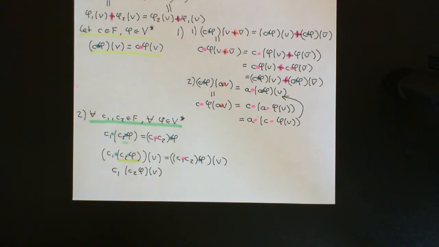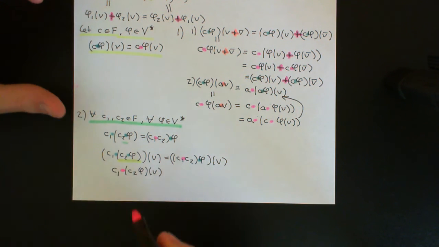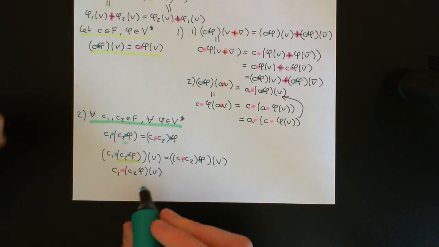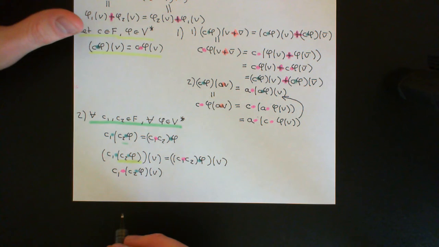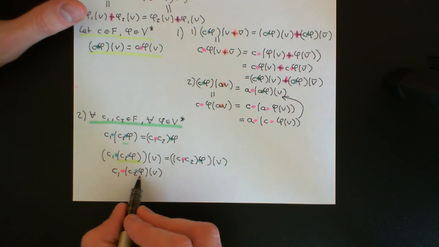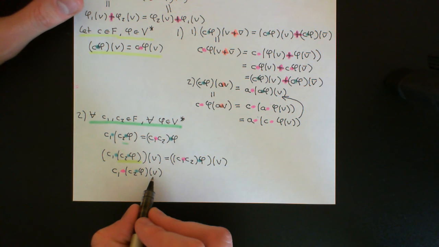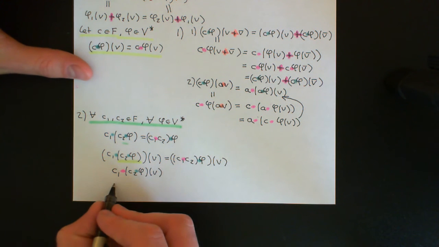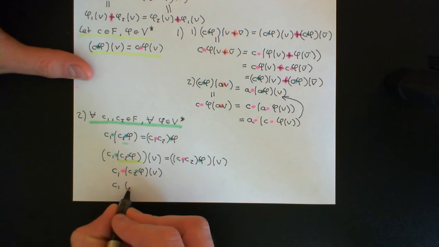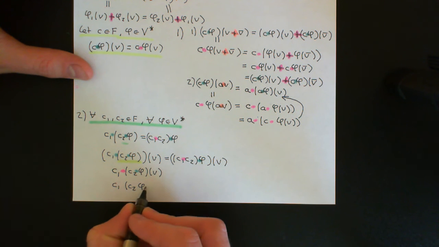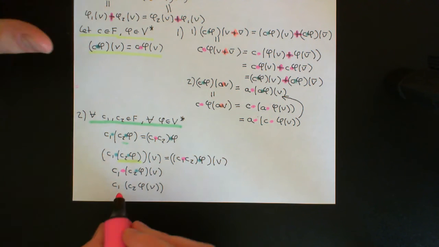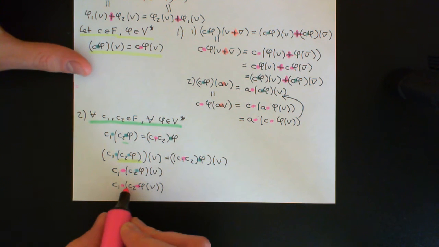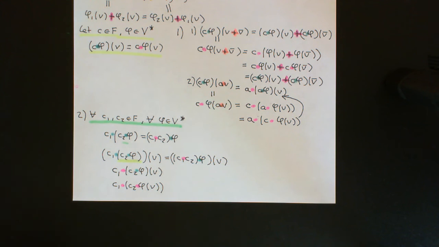So I'll put in the symbols here. So this will be multiplication in the field here, and this will be scalar multiplication in the dual vector space. So we're just applying the definition. So we've applied it once now, and now we're going to apply it a second time. So if we're now considering C2 scalar multiplied by phi acting on V, again we can apply the definition here and say that this will be C1 multiplied by C2 times phi of V, like so. Okay, where all of these multiplications now are done in the field, so this is all multiplication in the field.